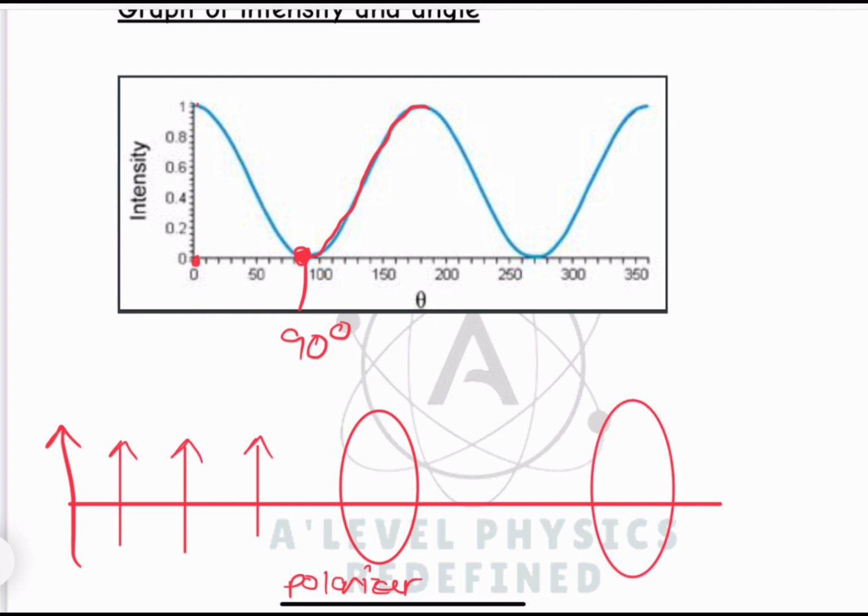So if this angle theta was 0, what this means is that this is vertical, okay? And this is also vertical, meaning that if light comes in a vertical manner, that light is also going to pass out in a vertical manner. So we have the maximum intensity because all the light passes through, right? Remember, that's what Malus' law says.